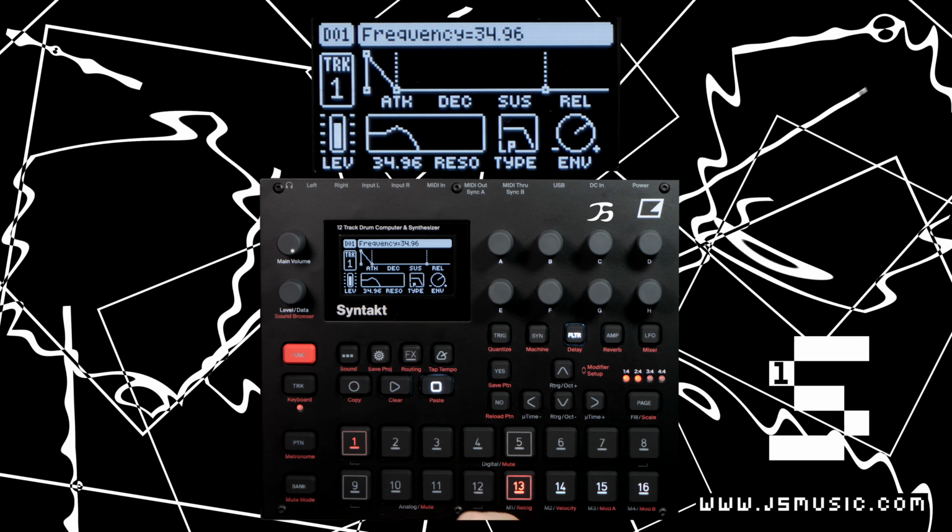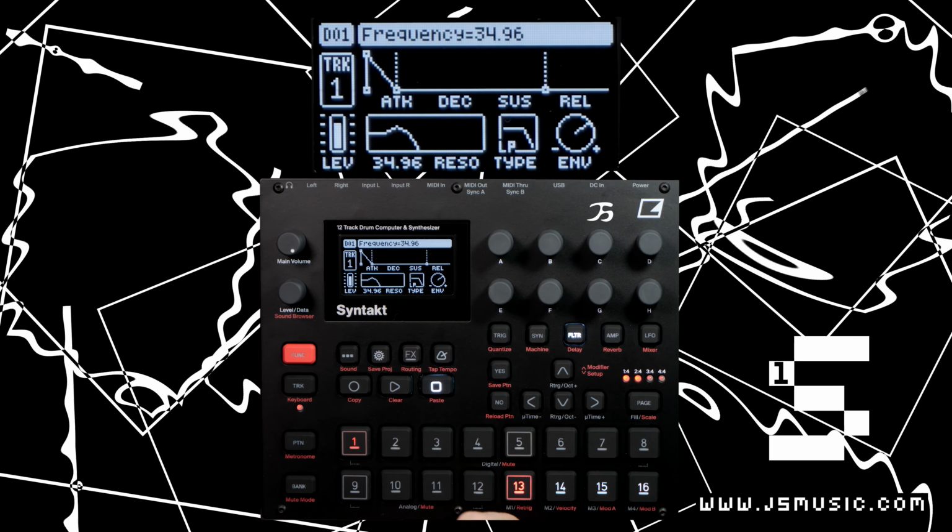Starting with speed, SPD. Speed sets the overall speed of the LFO. Try settings of 8, 16 or 32 to sync the LFO to straight beats. The knob is bipolar. The LFO cycles can be played backwards by using negative values.